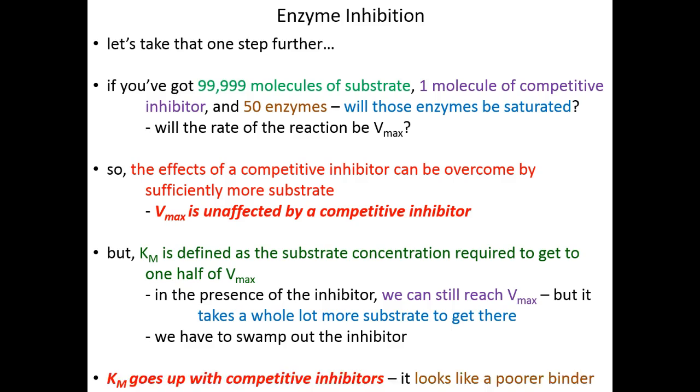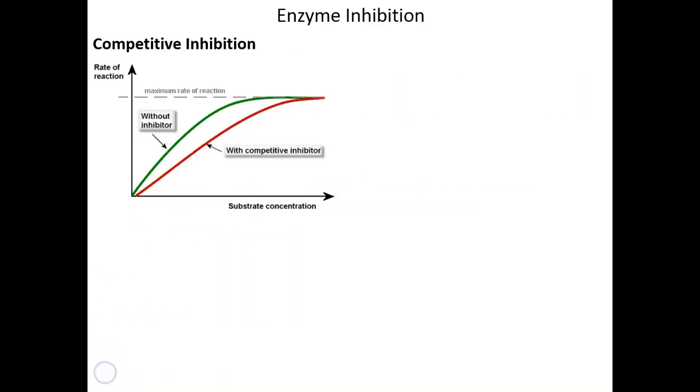So in the presence of a competitive inhibitor, Km goes up so that we can achieve that saturation. We need more substrate to get to saturation. And Km going up, remember, looks like a poorer binder. In the presence of a competitive inhibitor, it appears as though the enzyme binds to substrate more poorly. And yes, it does, because it's competing with inhibitor to get there.